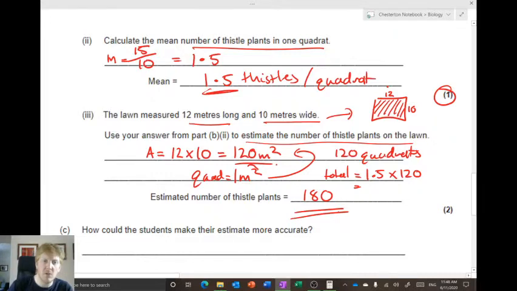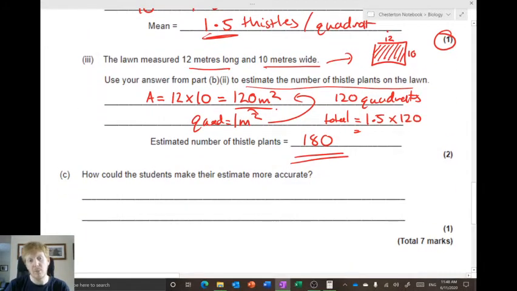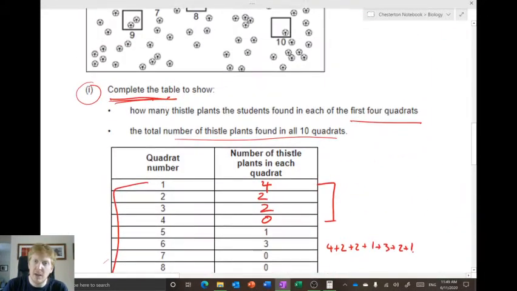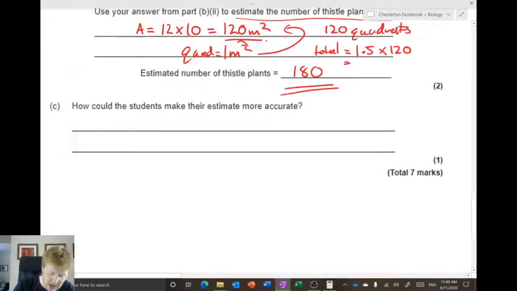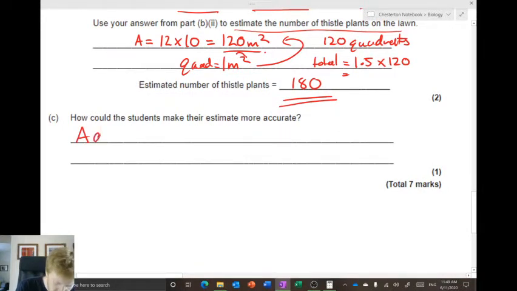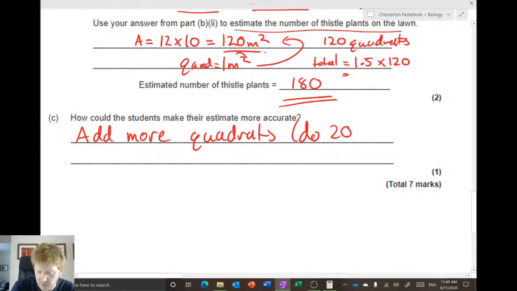Okay, and I hope me running through this working out helps you understand what's going on. So how could the student make their estimate more accurate? When in doubt, if they ask how we would improve an investigation, the first thing to say is just add more quadrats. That's the best one to do, or add more samples. So increase your sample size by adding more quadrats, and you could be specific. You could say, do 20 instead of 10. All of those are perfectly fine. Done. Perfect. Add more quadrats, and we are at 100%.